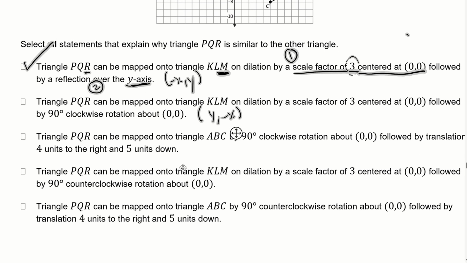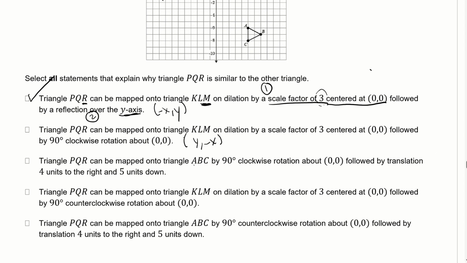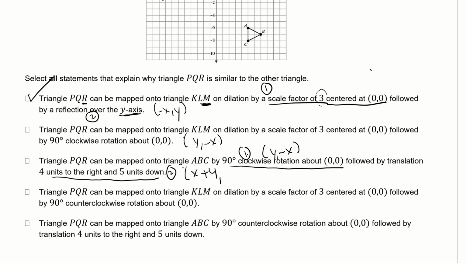Now PQR can be mapped onto triangle ABC by 90 degrees clockwise rotation. Okay, so there's that rule, the first one, which that first rule, 90 degrees clockwise about the origin, is y, negative x. And then followed by a translation. So we're doing a translation. So that means we're going to add 4 to x, because it says add 4 to the right, and then 5 down. 5 down meaning subtract 5 from y.